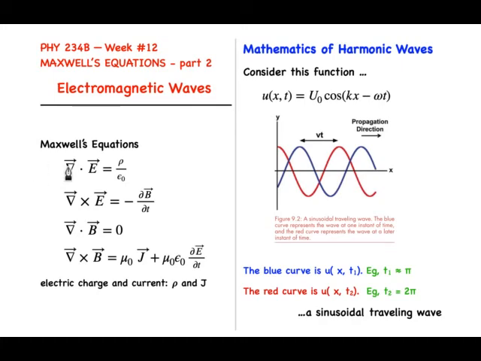Gauss's law for the divergence of E, Faraday's law for the curl of E, Gauss's law for the divergence of B, and the Ampere-Maxwell law for the curl of B, including Maxwell's postulated displacement current.